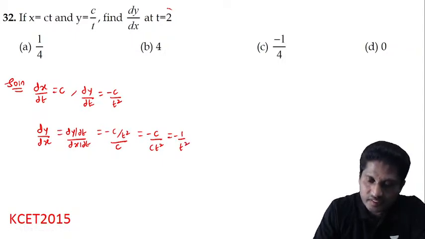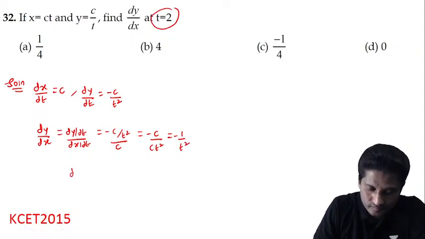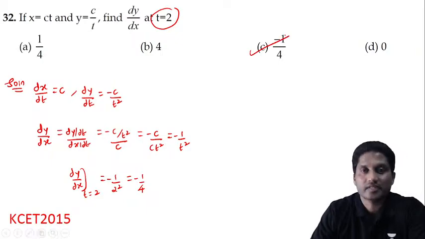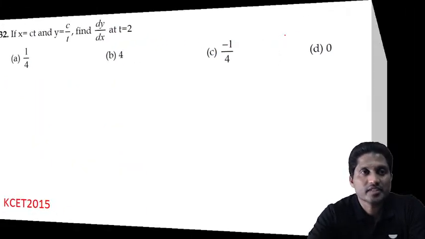Now it is given in the question at t equal to 2. Now dy by dx when t is equal to 2 will be equal to minus 1 by 2 square, equal to minus 1 upon 4. Right, answer is option C. Let's move to the next question.